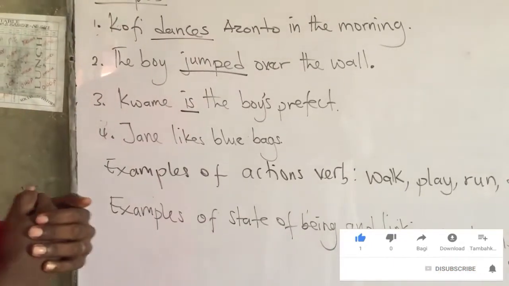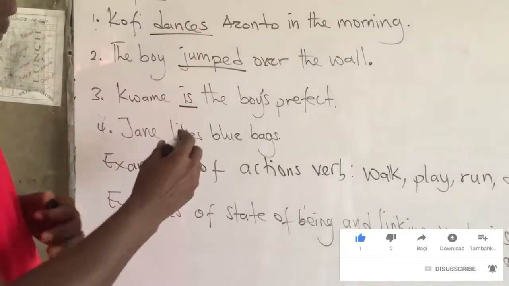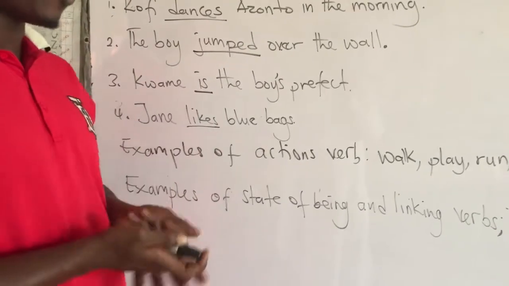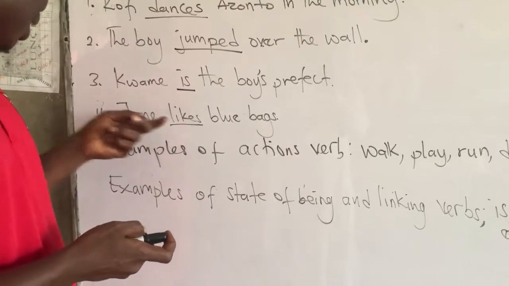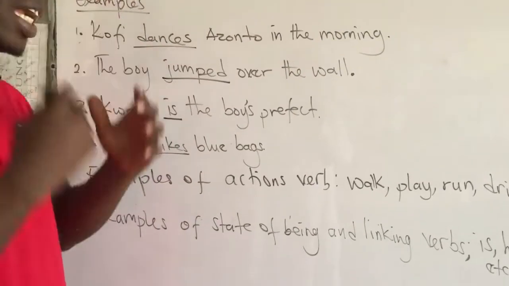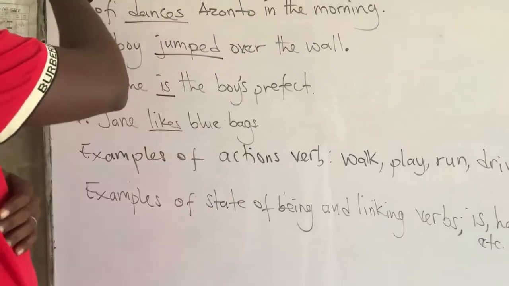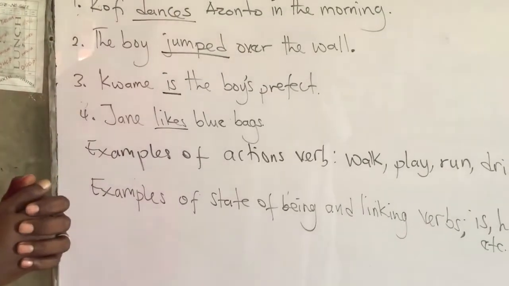Let's look at the fourth example. Jane likes blue bags. So Jane likes. Can you perform the action like here? You can't perform this action. But we say likes is the verb here. So it means that likes is linking Jane to the blue bags. It tells us the state of Jane's mind when it comes to blue bags. That's why we say verbs also indicate state of being of a subject.